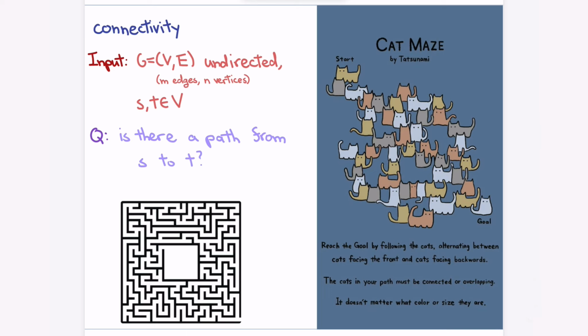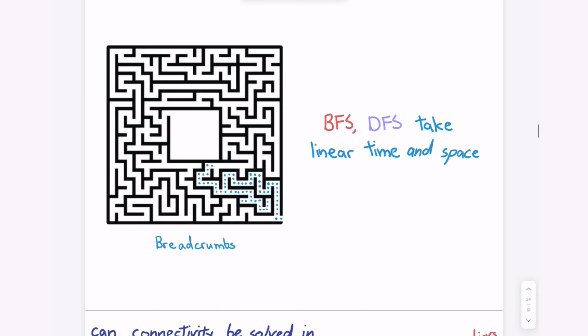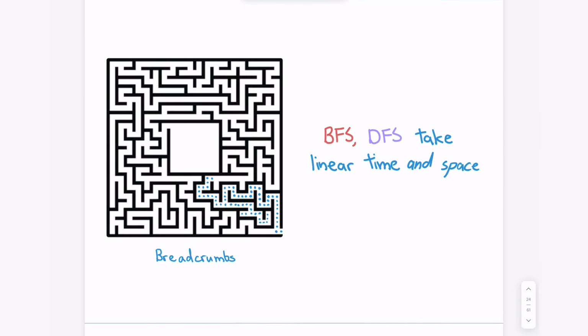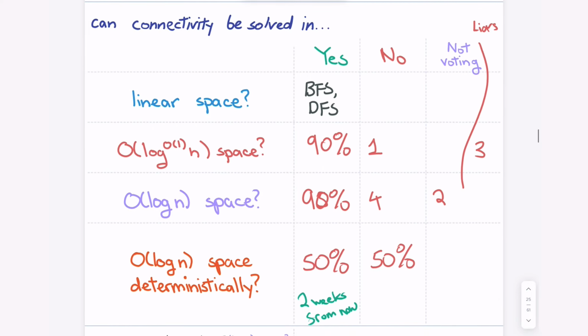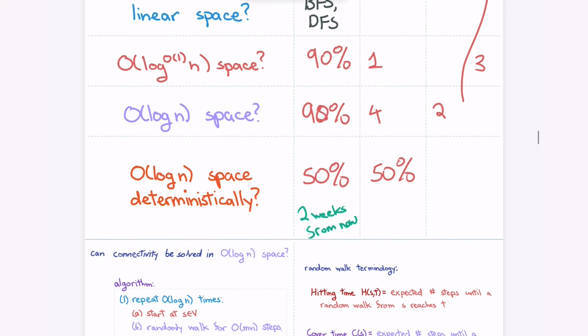Fool you once, shame on me. I'm pretty sure you can solve the cat maze this time, right? But you're just trying to get from S to T. BFS or DFS takes linear time and space. Oh, this was last year's vote that I forgot to update, I think.